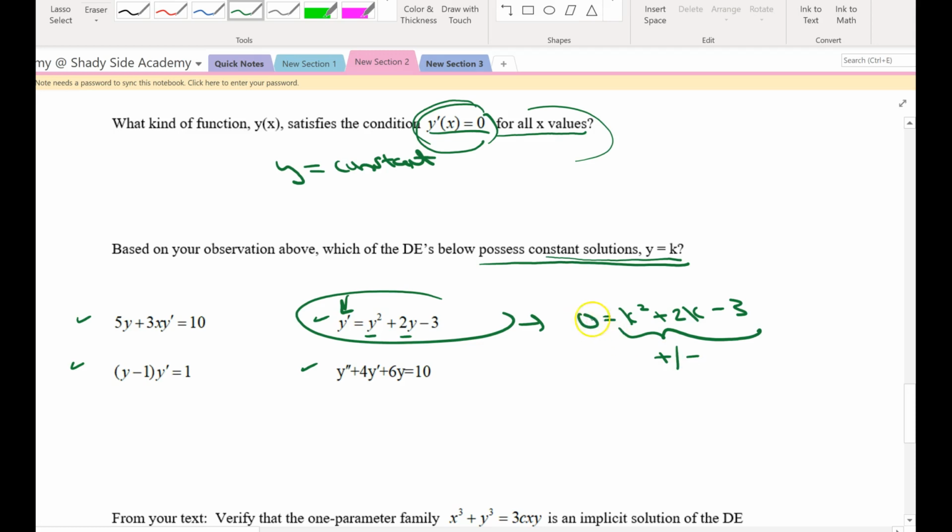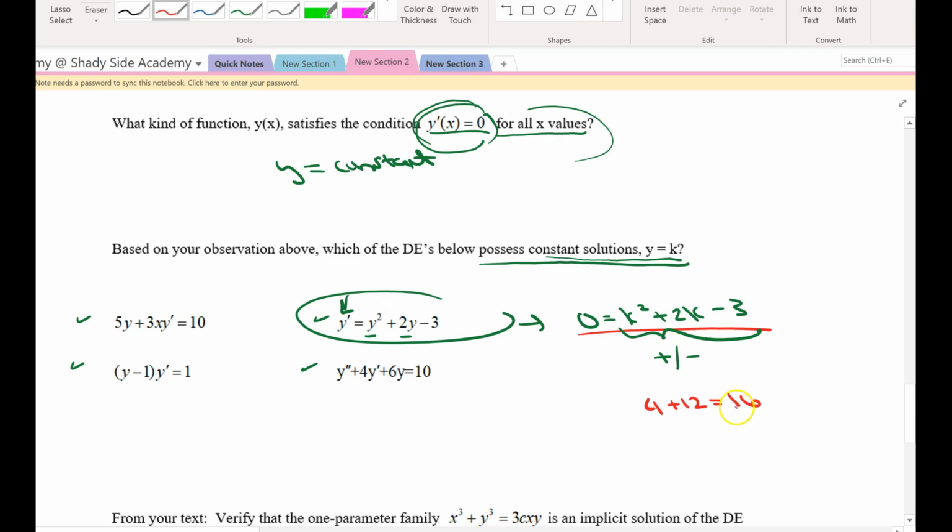So in which case the constant solution would not be a viable solution. However, is it possible that k could be some value that would make this whole right-hand side equal to 0? Well, let's check. In other words, does this quadratic equation have a solution? I'm going to do a quick test of the discriminant of this quadratic, which is 4 plus 12, which equals 16.